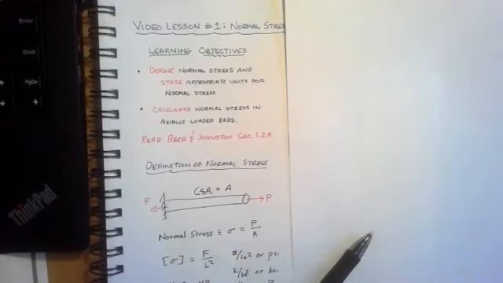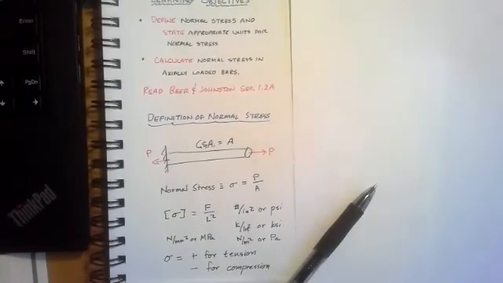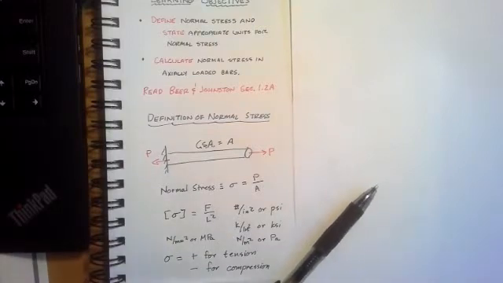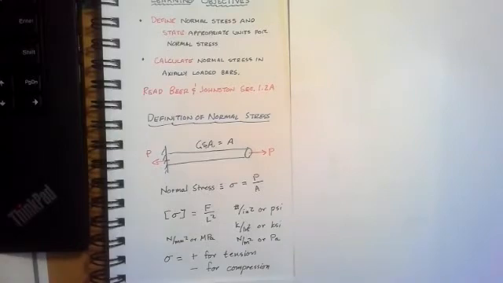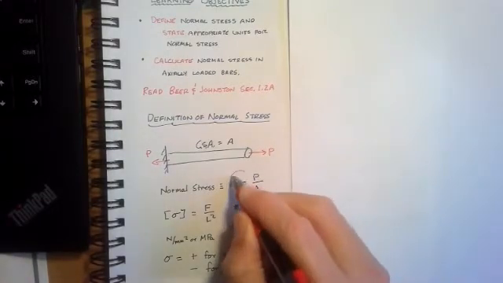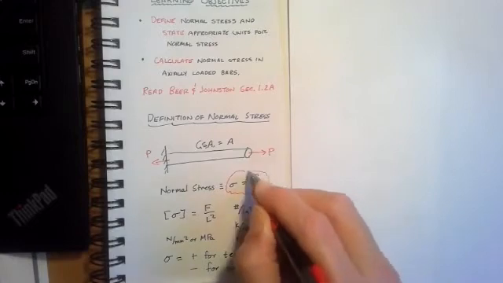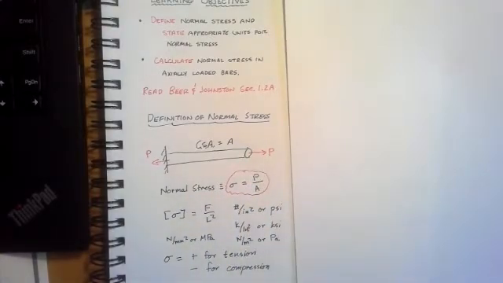Now, to define normal stress, let's imagine we have an axially loaded bar that carries a force P and has a cross-sectional area of A. We would define the normal stress here as sigma equals P over A. That's a very important equation. So in the equation, sigma is the stress, P is the axial force, and A is the cross-sectional area.